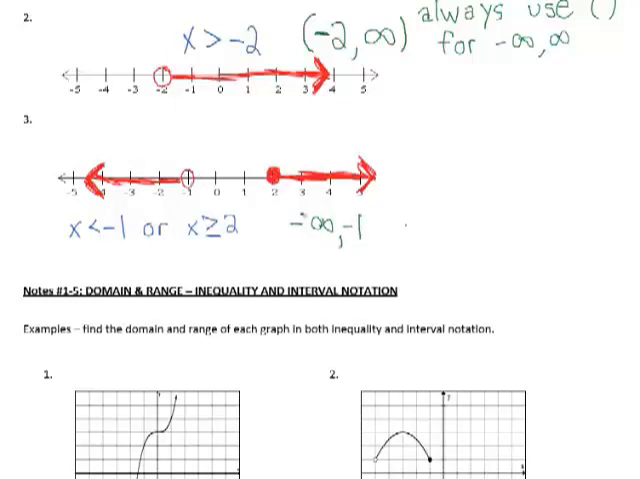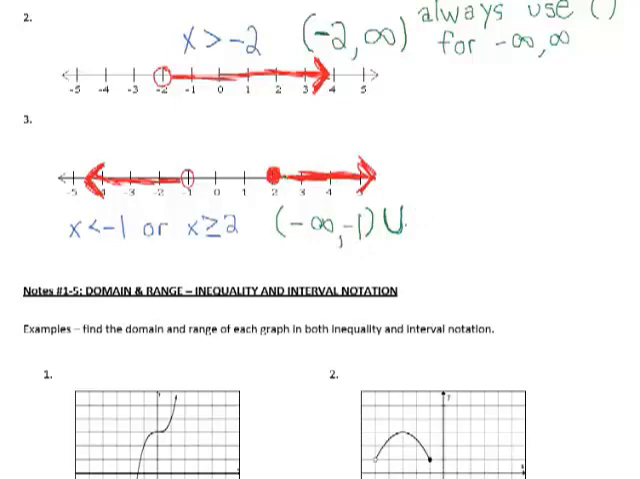So let's do our parentheses and brackets on this. Remember your rule: always use parentheses for infinity and negative infinity. And with the -1, it's an open circle, so we're going to use parentheses. Now instead of writing out or for this, we use something that looks kind of like a U. It's called a union. That means or in mathematical language.